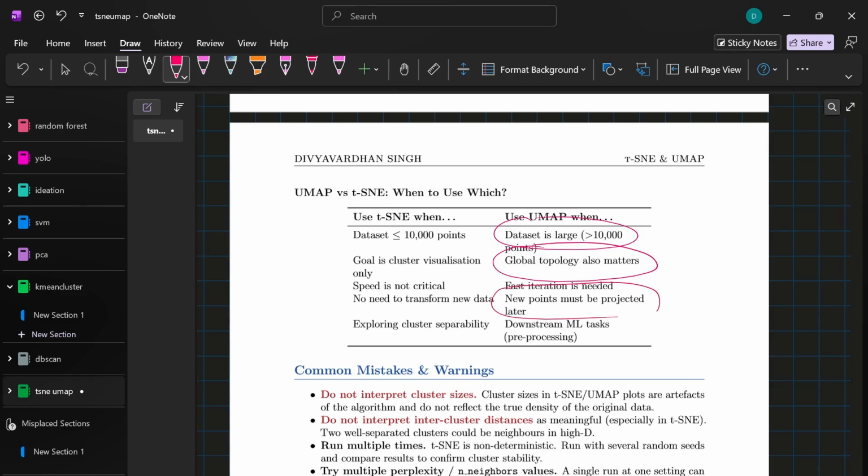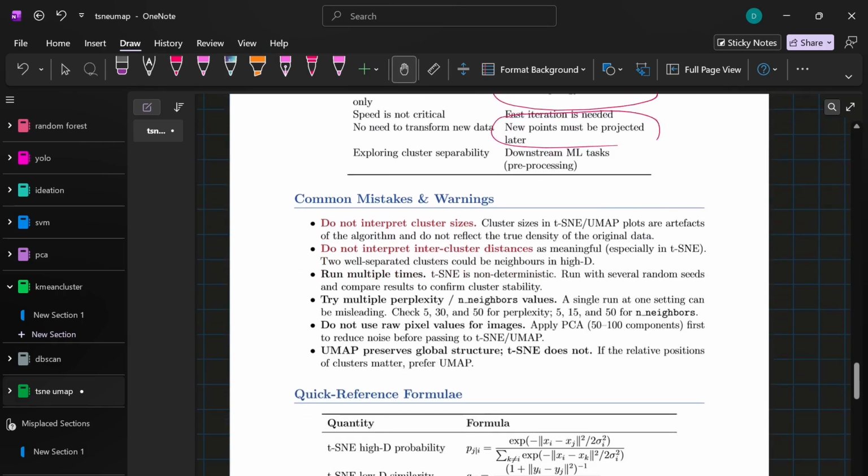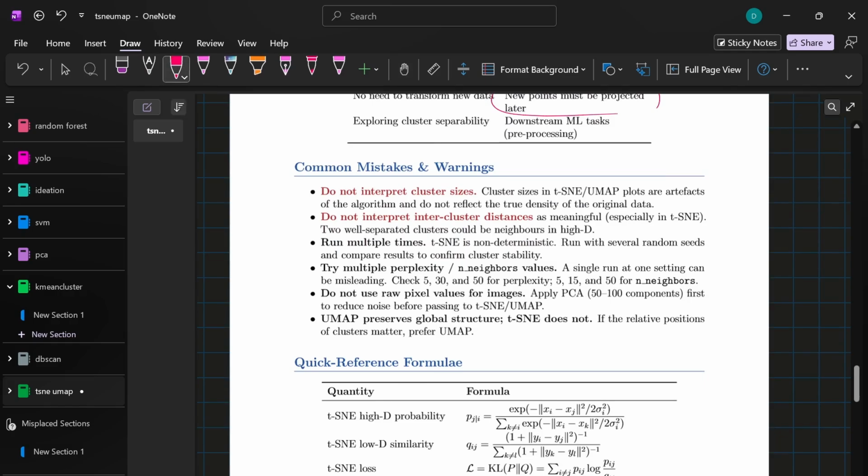Moving forward to section 3, that is avoiding the mistakes, and some of the key takeaways are: use t-SNE for smaller datasets when cluster visualization is the only goal and speed doesn't matter. Use UMAP for large datasets when global structure matters and when you need fast iteration, or when you are using it as a preprocessing step for a downstream model.